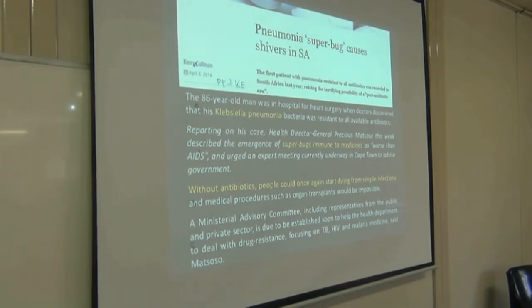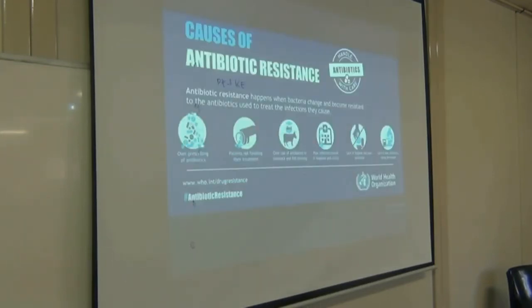Okay, so that is the reason why the government is intent on this. We really have to start looking at ways to make antibiotic resistance spread less. So in that case, we need to know what causes antibiotic resistance. Overprescribing is the first one. Patients not finishing their treatment. The overuse of antibiotics in animals.